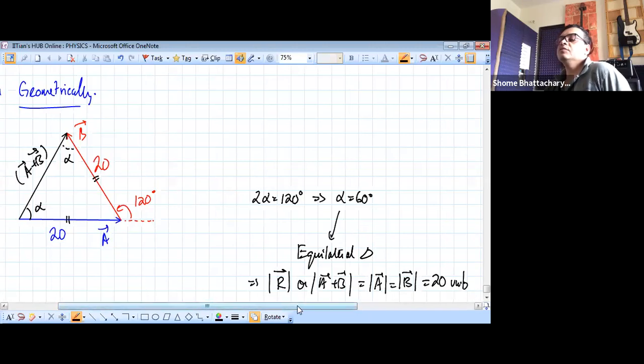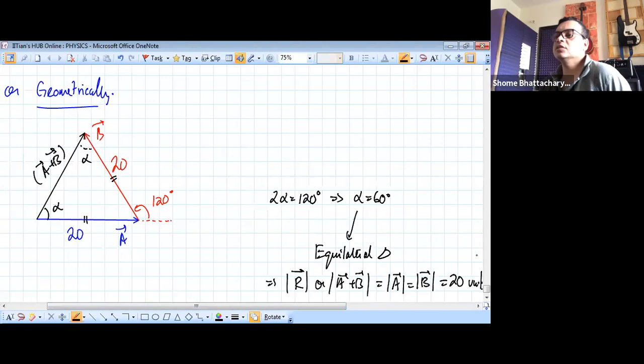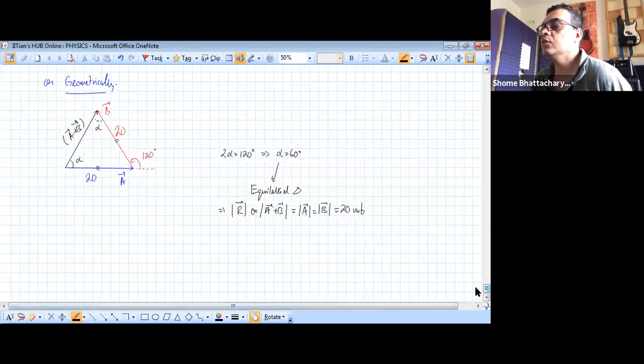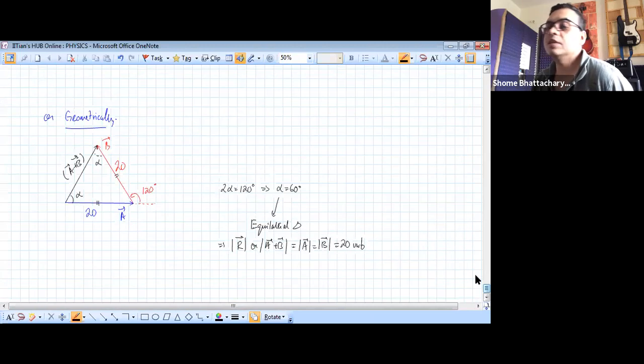In this case, it's a very well-known triangle, the equilateral triangle, so it's also easy to do this geometrically. But generally, it's not easy to solve the geometry of a triangle and come up with the answer. The easier method is the formula of the triangle law, which we have done above.